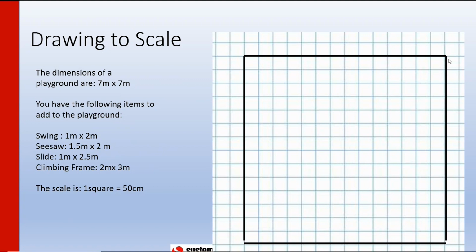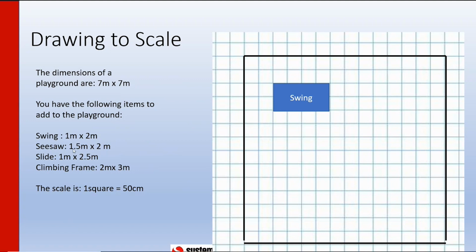So we've drawn here a square, 14 squares along by 14 down, and so on. And then we're going to add our items to the playground. Well, our swing is 1 meter by 2 meters. So if there's 50 centimeters for 1 square, 1 meter is going to be 2 squares. 2 meters is going to be 4 squares. So there's our swing, 4 by 2.